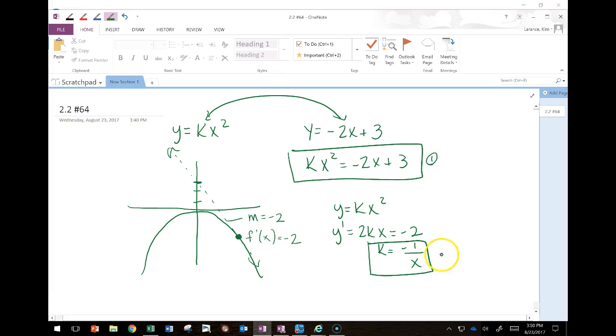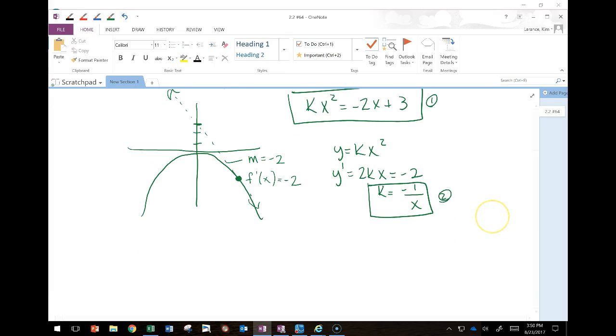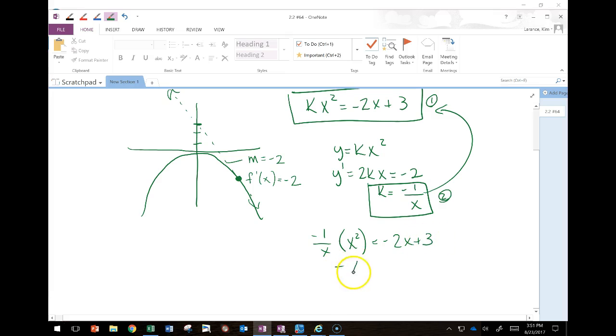First, no calculus. Second, calculus. All right, keep going here. I'm going to substitute in negative 1 over x times x squared. So I'm just going and putting this up here, equals negative 2x plus 3. This is giving us negative x plus 2x equals 3. So x equals 3, and then subbing back up here, k equals negative 1/3.